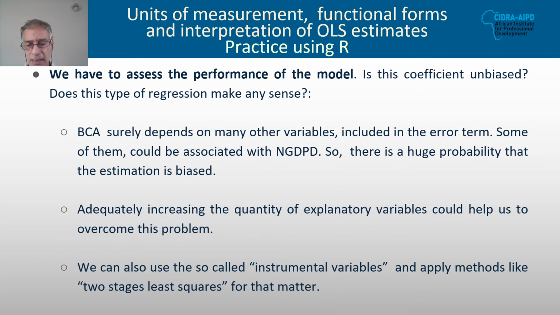analysis in order to assess the performance of the model, and we can think, okay, BCA surely depends on many other variables included in the error term. So there's a high probability that we are in the presence of a biased estimation. So, we can increase the quantity of explanatory variables, we can use instrumental variable methods, we can use two-stage least squares estimator methods in order to overcome that problem.